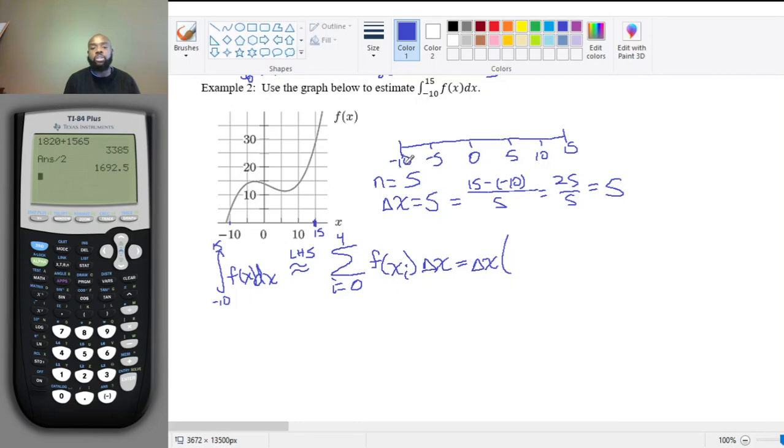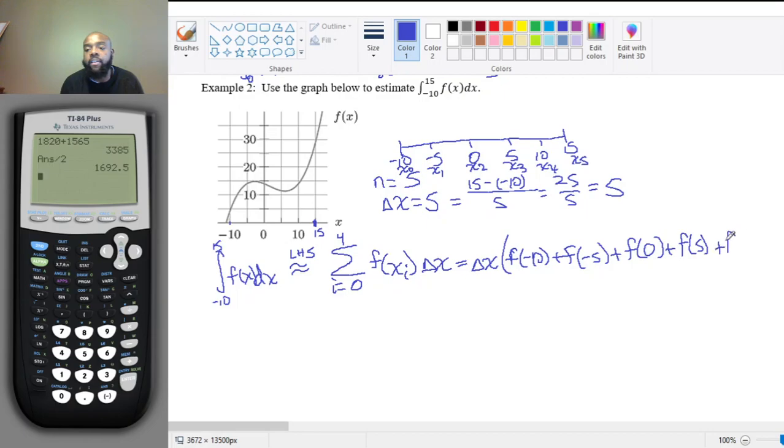My left-hand sum starts with 0, right? So this is x sub 0, x sub 1, x sub 2, x sub 3, x sub 4, x sub 5, right? So it's going to be f of x sub 0, which is negative 10, f of negative 5, plus f of 0, 5, and 10, right? And so those functional values of our function are actually the y coordinates on these points. So I'm going to highlight them, right?